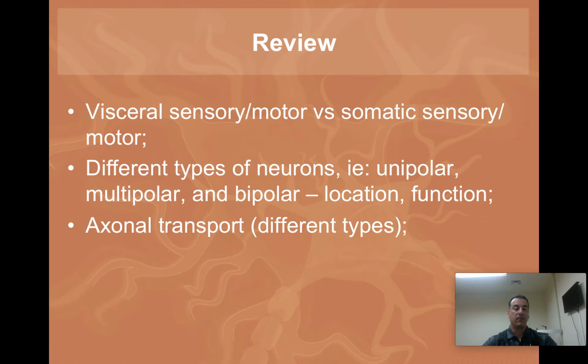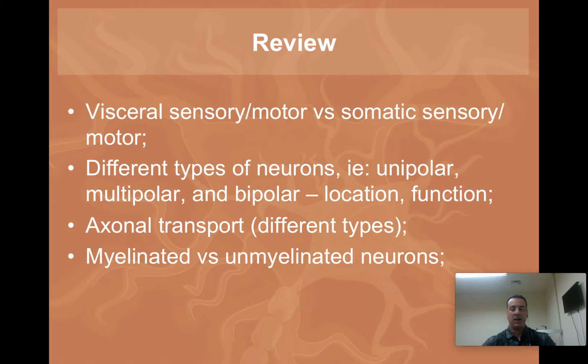axonal transport. There's different types. We have to get material. What if that axonal knob at the end of your axon has an issue? What if it's damaged? We have to axonal transport proteins and structures and maybe some lysosomes, and maybe we've got to make more things for that knob. Well, what's axonal transport? How does it get there? What's fast versus slow axonal transport? And how does it get to that knob? Be familiar with that.